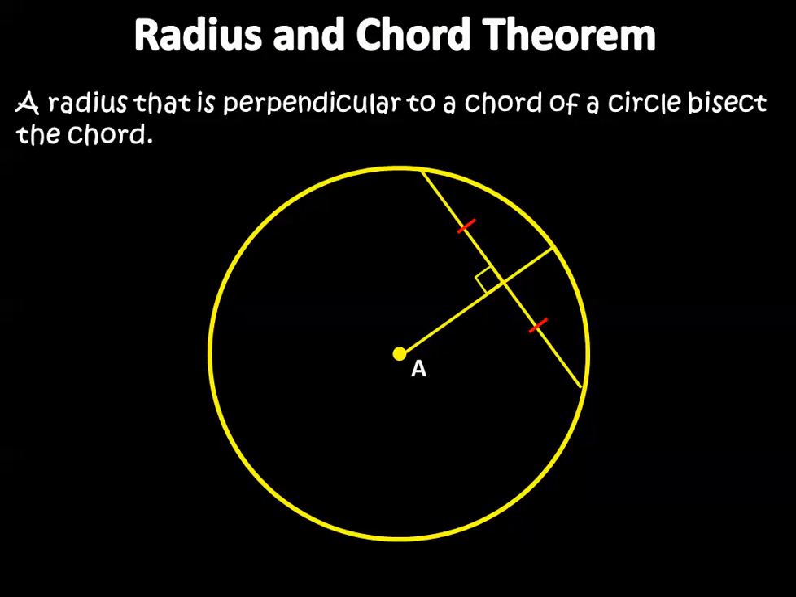This theorem says that a radius that is perpendicular to a chord of a circle bisects the chord. You can see that in the picture right here. I've drawn a radius that's perpendicular to a chord. The little red tick marks are telling us that there are congruent segments on either side of the perpendicular lines.